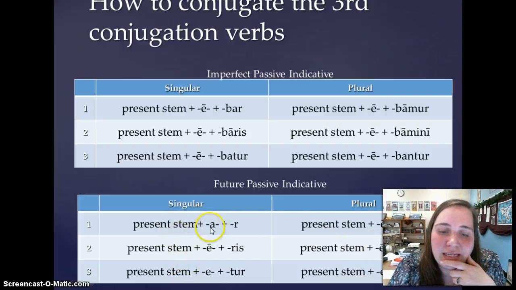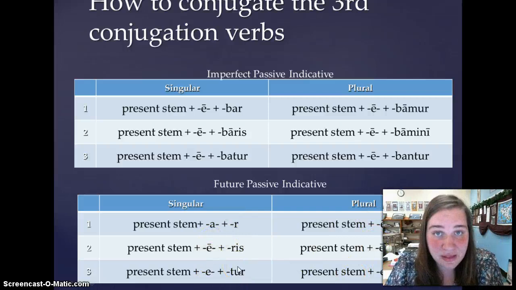For the first person singular, it's an A plus an R, and then after that it's an E plus those exact passive endings that you would expect. -ris, -tur, -mur, -mini, and -ntur.